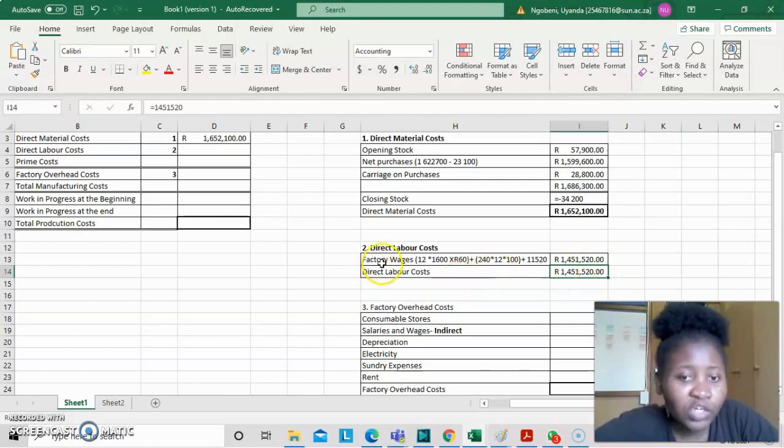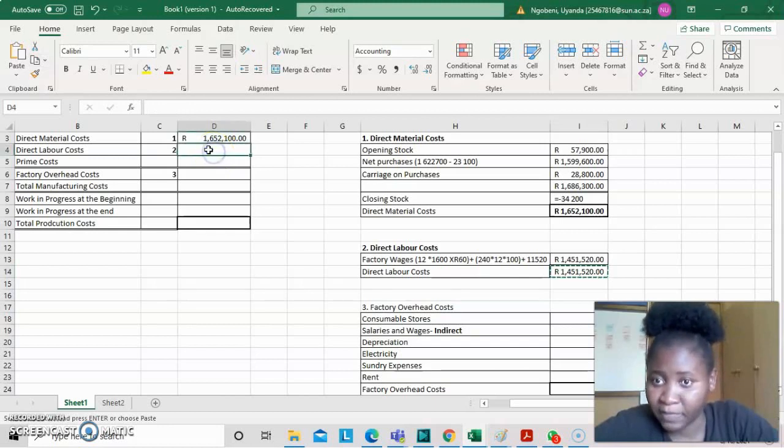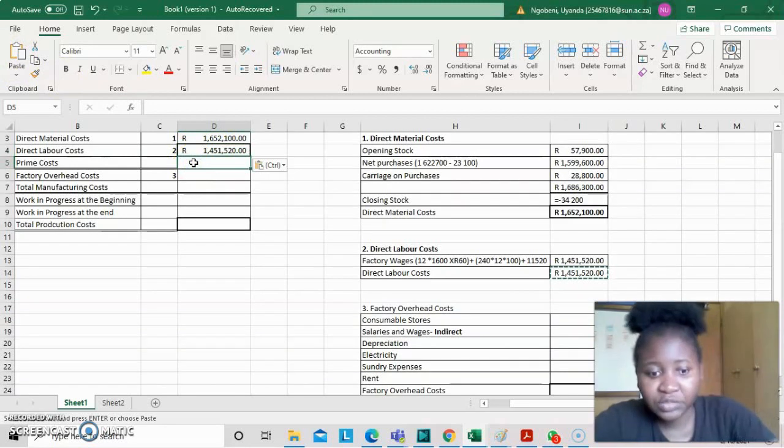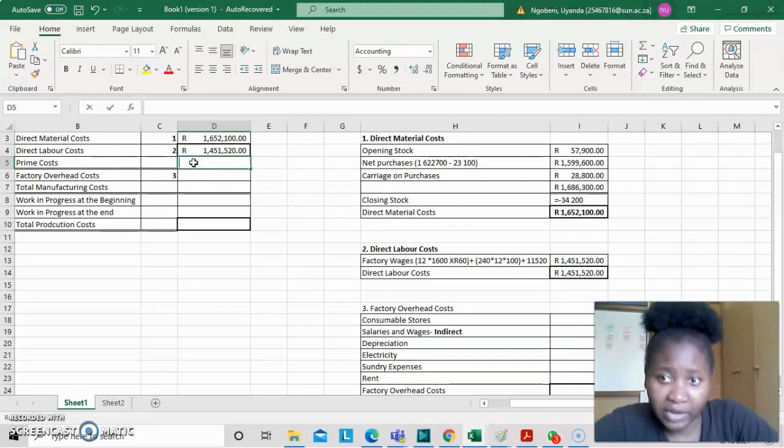Obviously, you don't have to allocate it like this. You can separate it, with a line item for overtime and another line item for your UIF. It's up to you how you do it. This entire amount is our direct labor cost, which we put in the production cost statement. With that said, it should be easy to work out our prime cost.